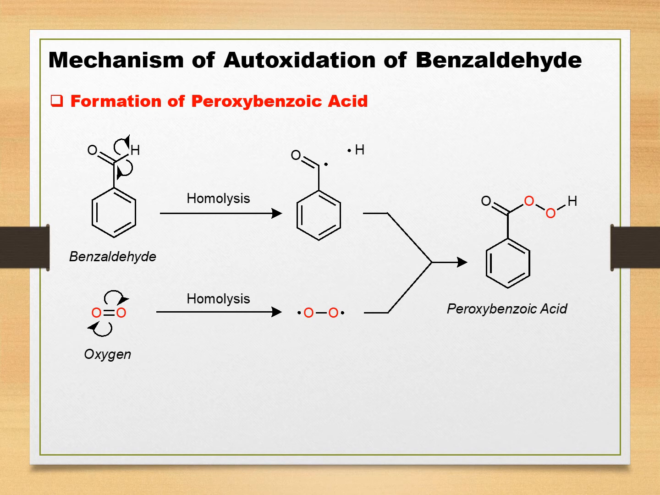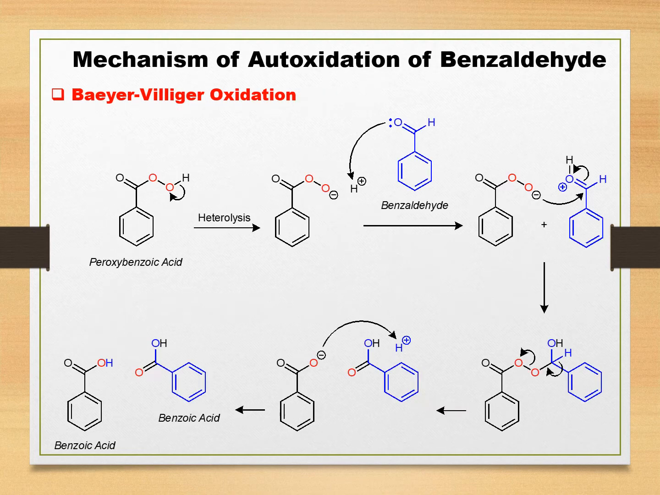The mechanism of formation of this impurity is explained by a radical mechanism where benzaldehyde undergoes homolytic cleavage of the bond between the carbon and the carbonyl hydrogen, whereas the oxygen also cleaves its pi bond and forms two radicals. These biradicals are very reactive, so they are able to insert into the carbon-hydrogen bond to form a per acid, specifically perbenzoic acid. So this perbenzoic acid further proceeds to Baeyer-Villiger oxidation.